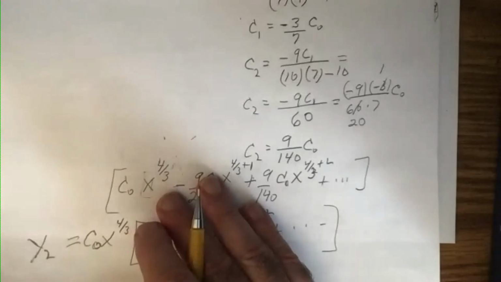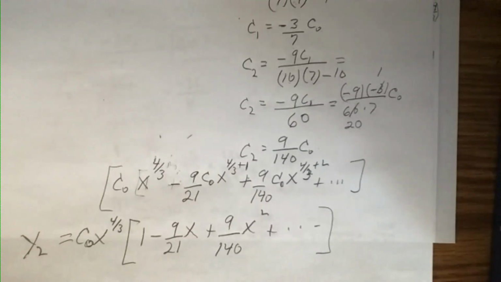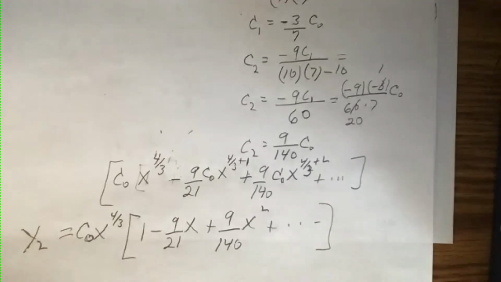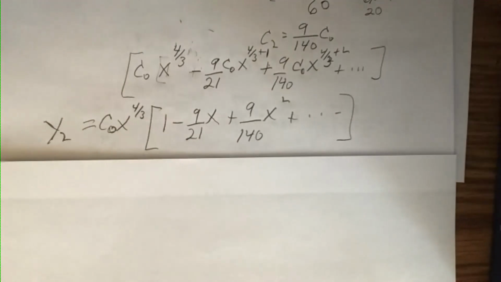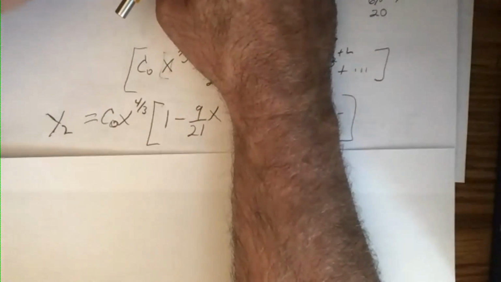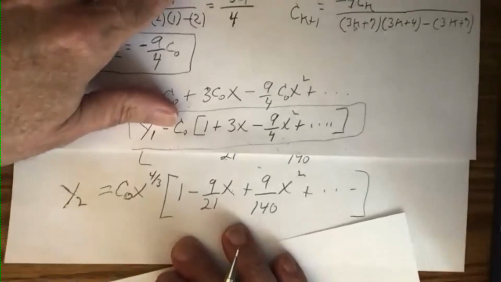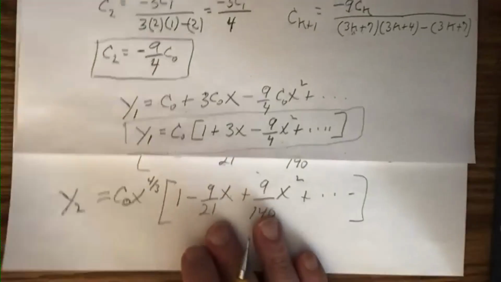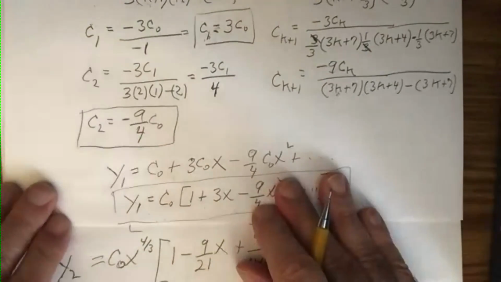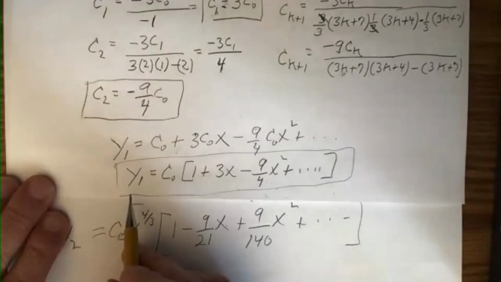I guess I need another sheet of paper. Okay, so this is what we got. So this is our Y2. Remember, we had the Y1. Let me write the Y1 again. Where is the Y1? Okay, here we go. So here's our answer. This is Y1 and this is Y2.